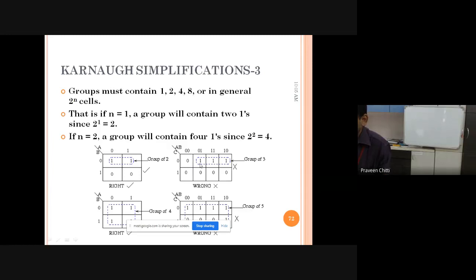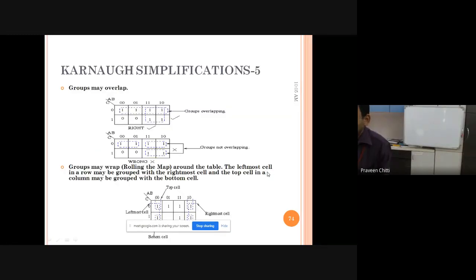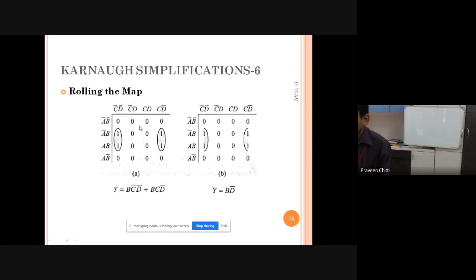You should not form a group of 3 ones. That is not correct. Again, you can't form a group of 5 ones. This is also not correct. The correct way and incorrect way are shown here. You can just have a look at it. You can see all these things are shown, like how we can do the grouping.